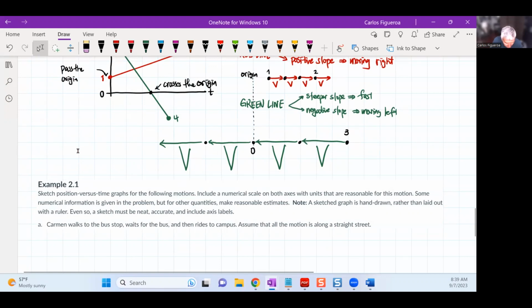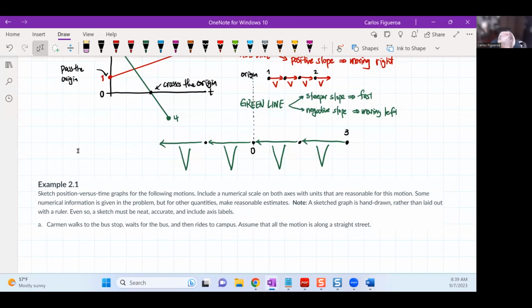So here, this is example 2.1. Again, I get this right off the lecture and example page. And it says sketch position versus time graphs. And I'm also going to sketch velocity versus time graphs for the following motions. Include a numerical scale on both axes with units that are reasonable for this motion. Some numerical information is given in the problem, but for other quantities, make reasonable estimates.